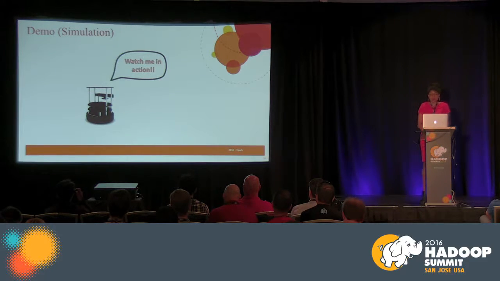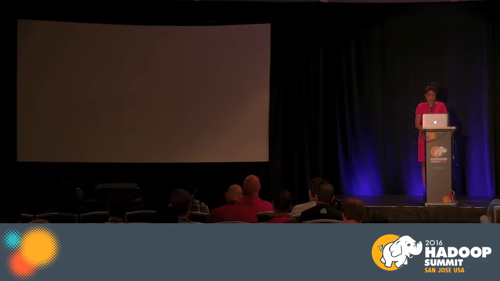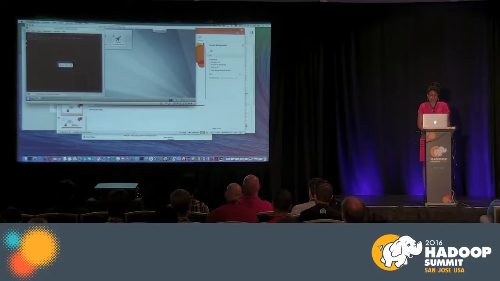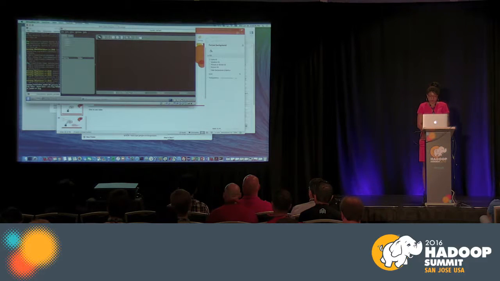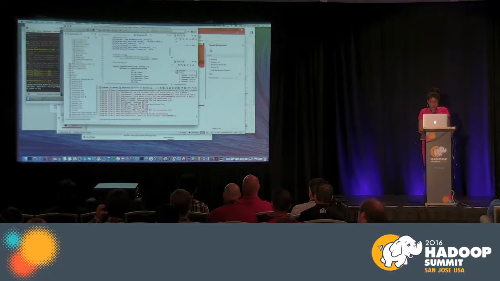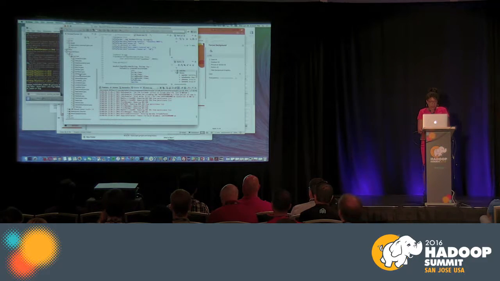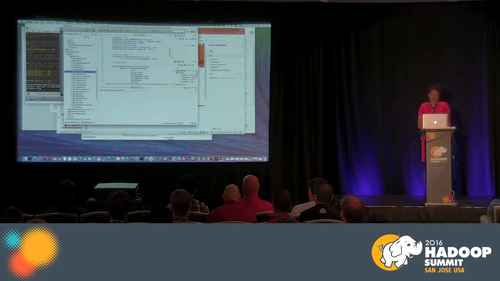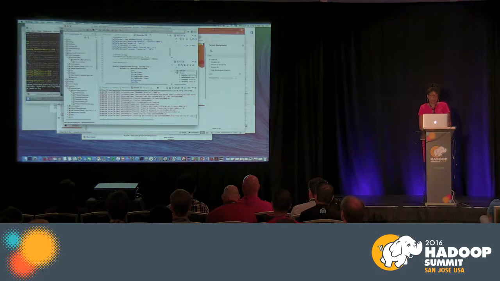Okay, so I have a simulation that I prepared, and this is just running in Gazebo. So this is the Gazebo simulation of the TurtleBot. And so this is the EKF SLAM algorithm that I'm starting up here.